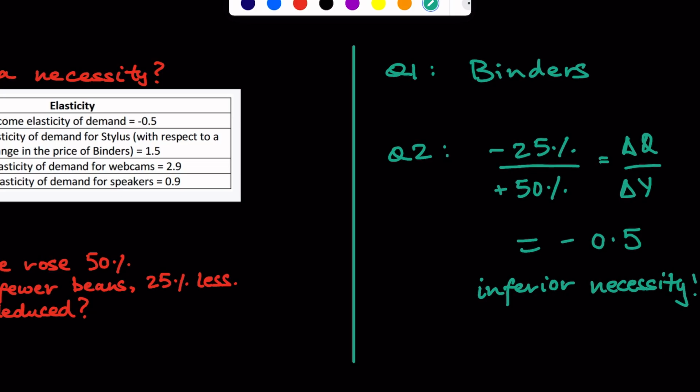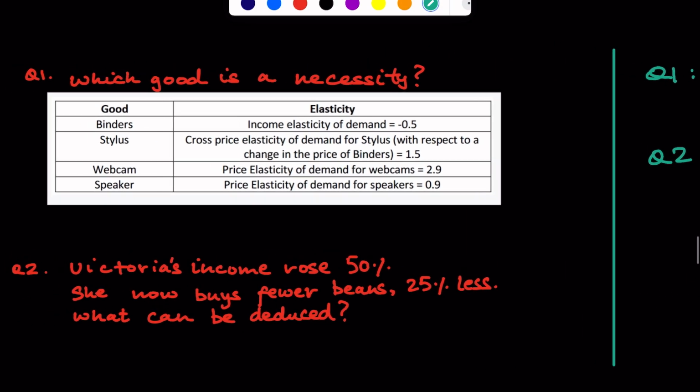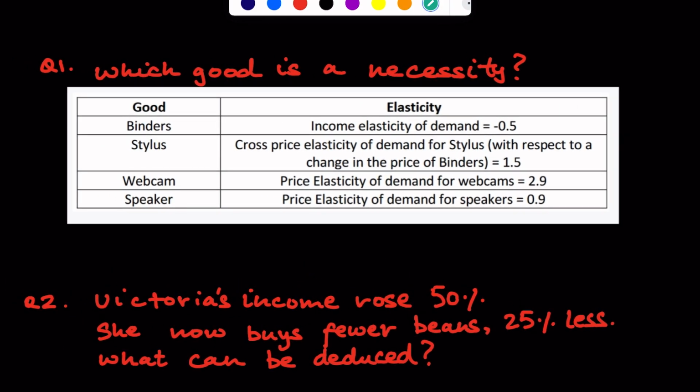Question 1, I said binders when talking about which good is a necessity. So here we are given a list of goods and their elasticities. To quickly note, we have webcam and speaker, and we're given price elasticity of demand for both. Price elasticity of demand, generally, we're talking about whether a good is demand elastic or demand inelastic, not income elastic or income inelastic. So we can cross these 2 out because they don't really talk about whether a good is a necessity or a luxury.